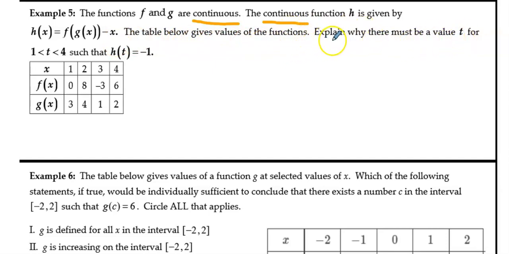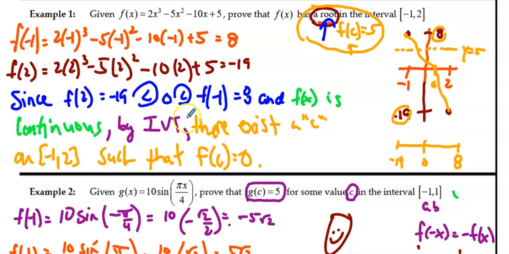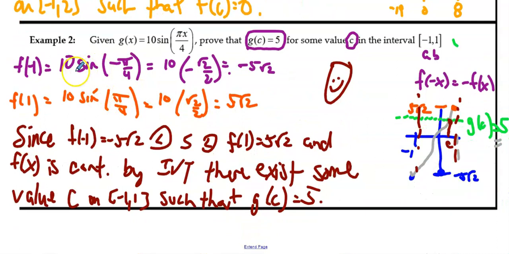So let's actually listen to this wording. Explain why there must be a value t for the interval from 1 to 4 such that h of t is equal to -1. Where have we heard that before? Back in example number 1 from video 1, look at what I wrote in orange. There exists a c on the closed interval 1 to 2 such that f of c is equal to 0. I did the same thing with example number 2, and I didn't realize how messy this was. But anyways, there exists some value c on the closed interval such that g of c is equal to 5. So if you learn how to justify your theorems, then you should be able to know what theorem to use later on when we introduce you guys to multiple theorems.